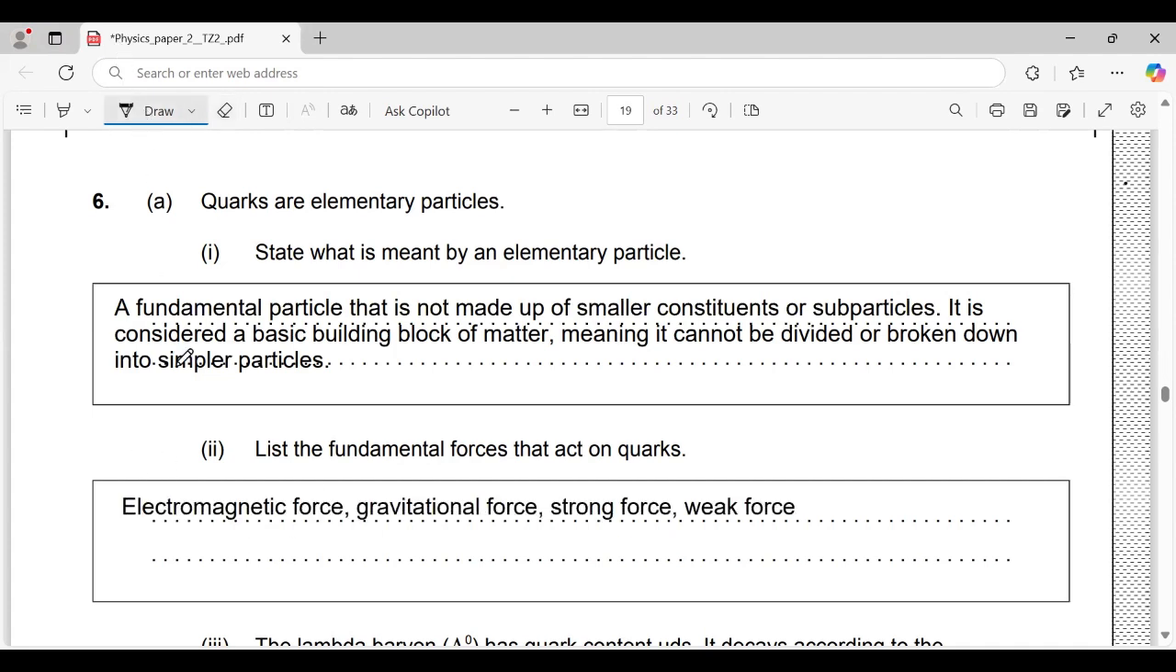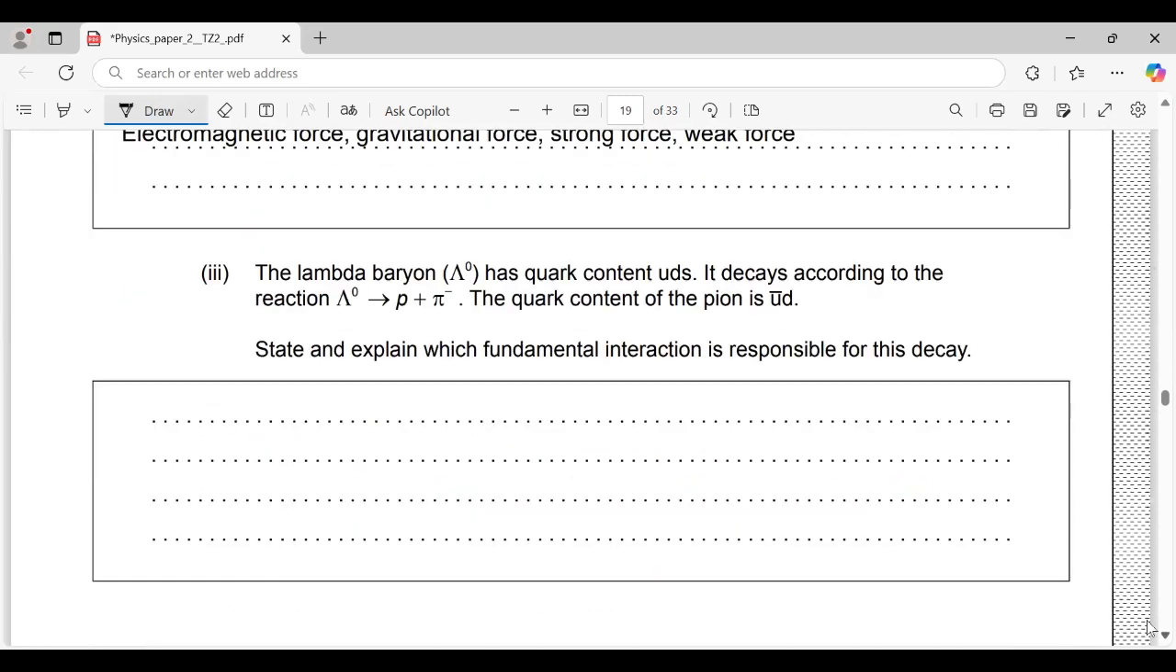Next, list the fundamental forces that act on quarks. This is my answer. There are 4: electromagnetic force, gravitational force, strong force, and weak force.